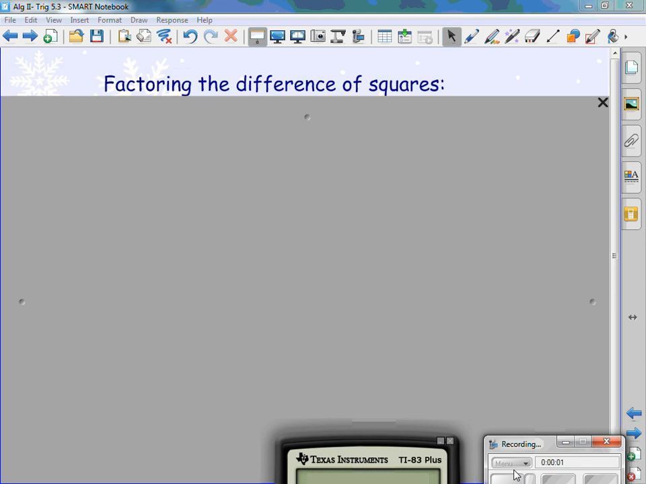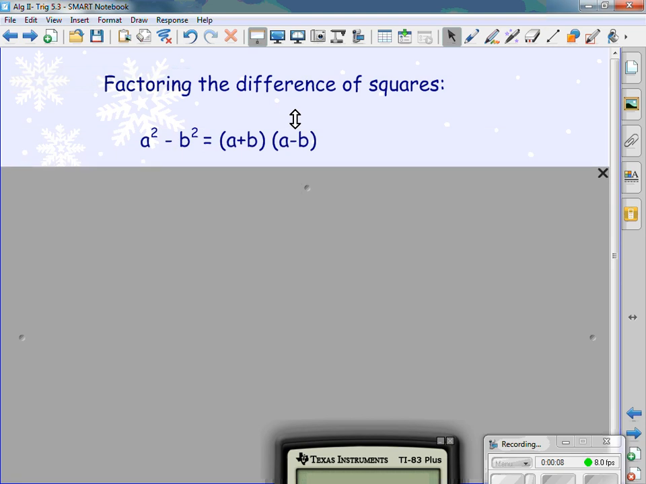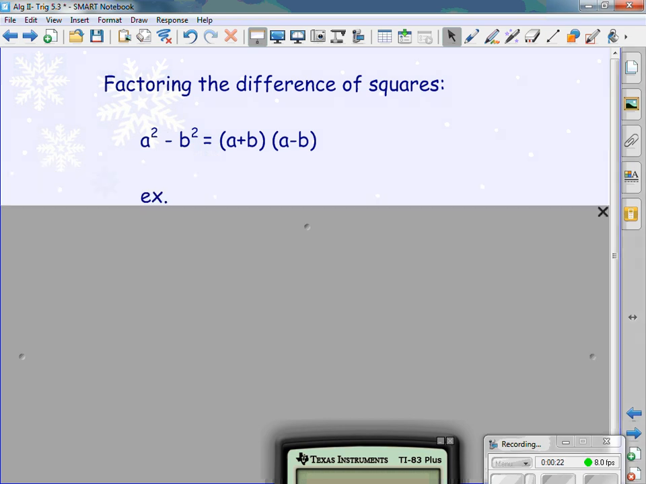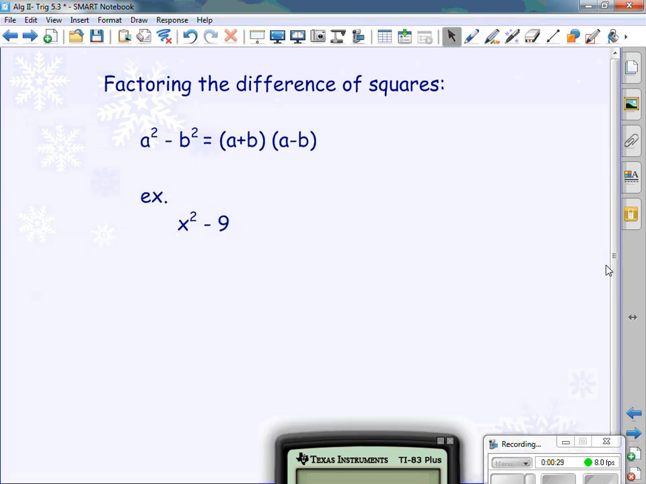Second part of this lesson, factoring using the difference of squares. Here's a shortcut. a squared minus b squared. If I see something that's in the form of this, it is automatically (a plus b)(a minus b). For example, on your homework last night, you had x squared minus 9, or it was t squared, right?